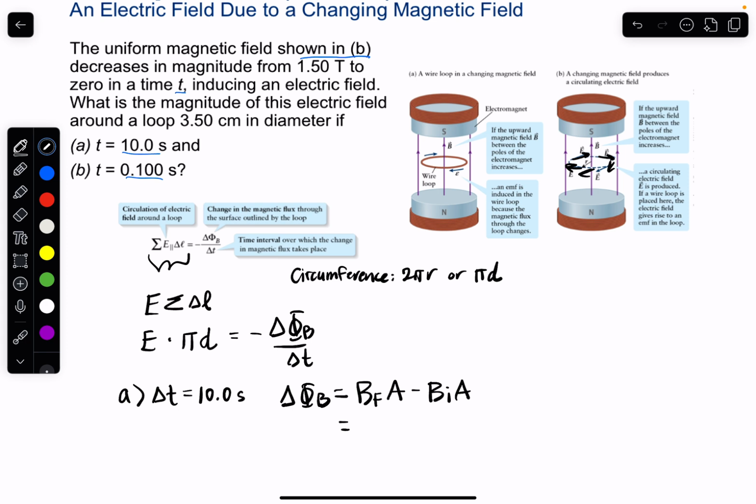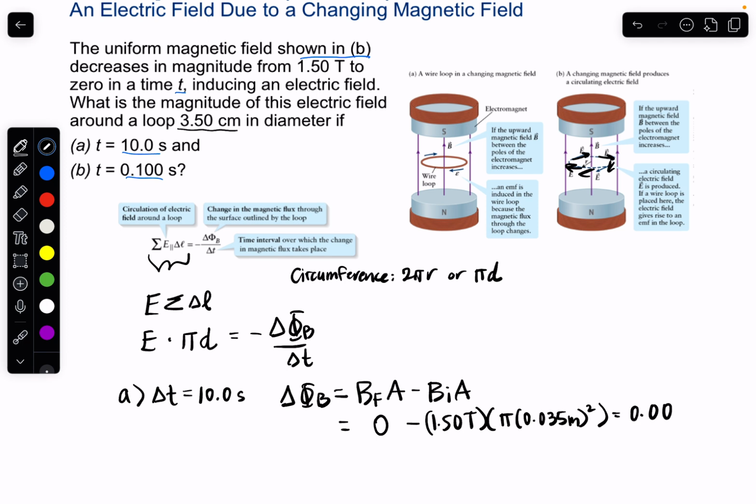And so our final B is 0, right? Because we're decreasing. And our initial B is 1.5 Tesla. And our area is the area of the 3.5 centimeter loop. So that's pi times 0.035 meters squared. And that is going to give us a flux of 0.0058 Webers, which is a Tesla meter squared, and negative.